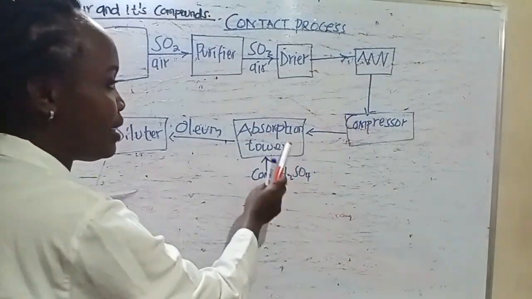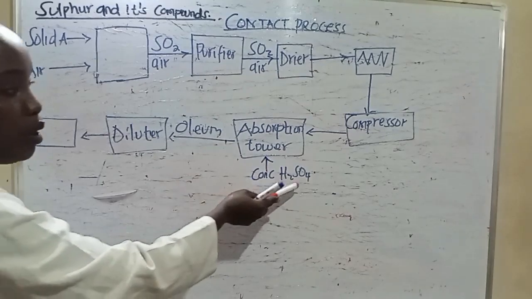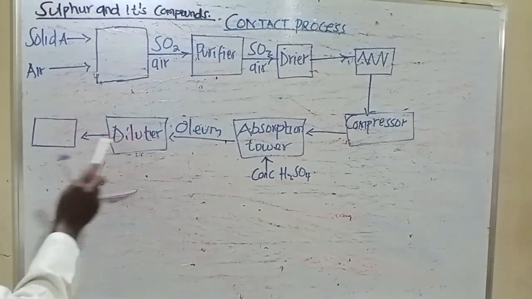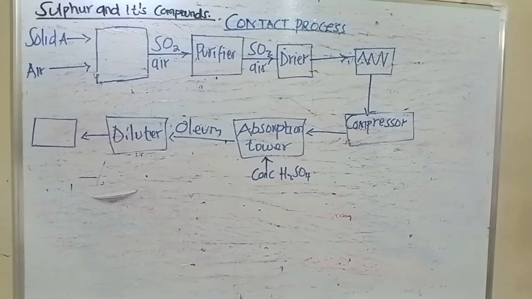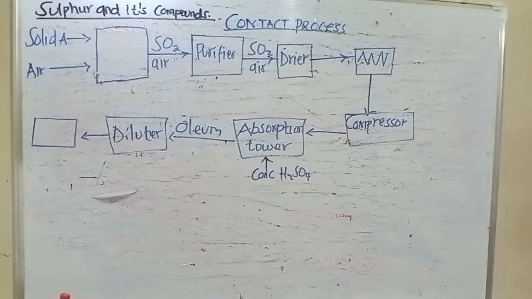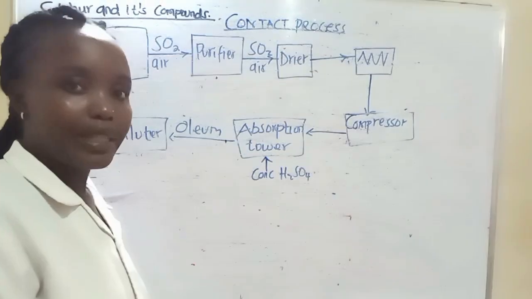And then to an absorption tower, where in the absorption tower, we can see there is an intake of sulphuric 6 acid, and then we have oleum, and then we have a diluter, and then we have that blank we're supposed to answer. And the whole process is referred to as the contact process or industrial manufacture of sulphuric 6 acid.